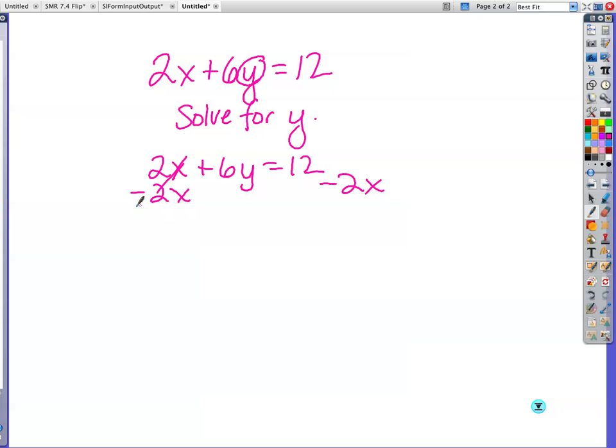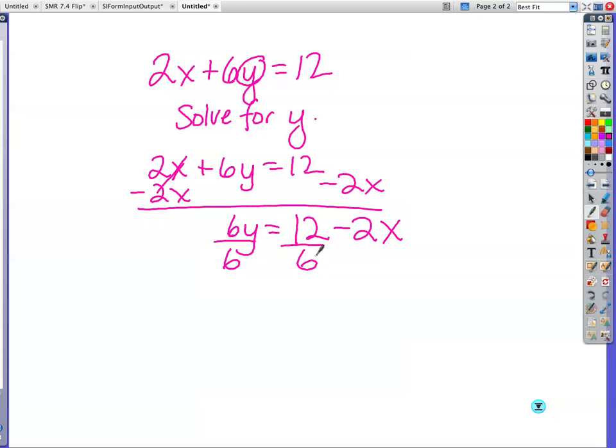Here's the thing though. I cannot take 12 minus 2x. They're not like terms. So I just write out 12 minus 2x. Now y is still not by itself, so I have to divide by 6, divide by 6, divide by 6. So now y is equal to 2 minus, and always reduce, so I have 1/3 x.